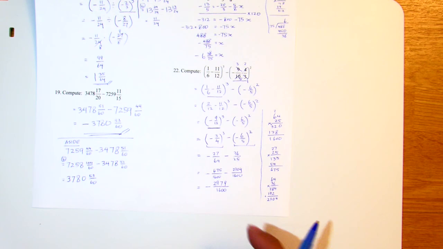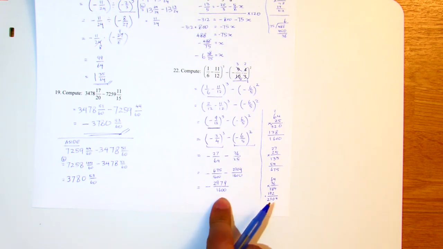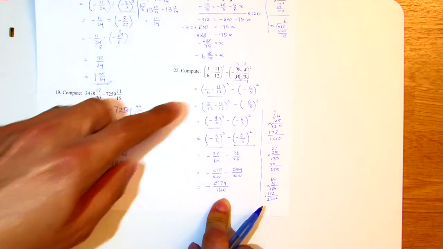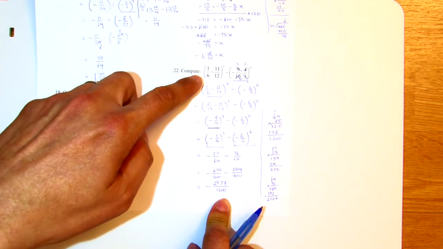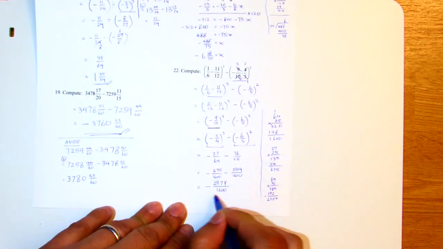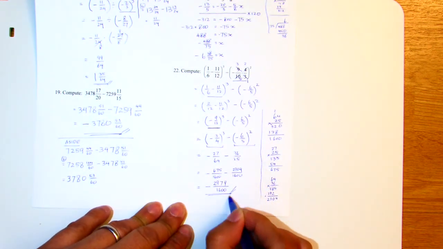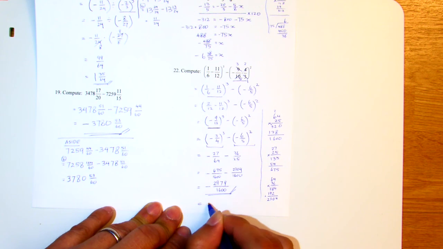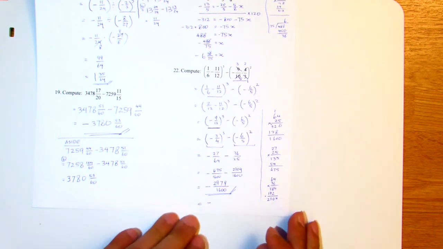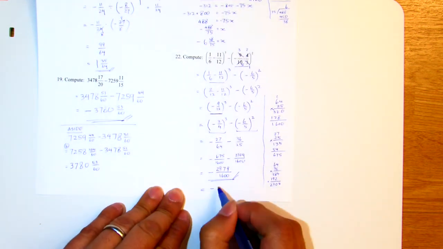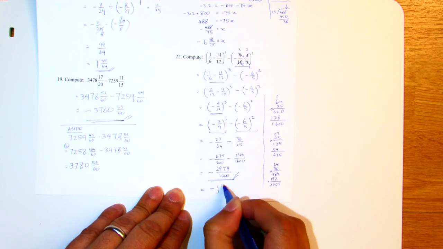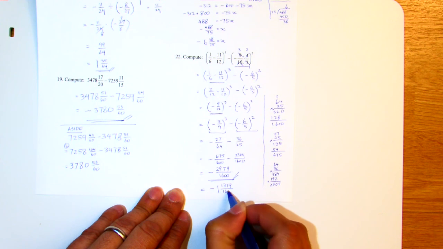Okay, now this is an improper fraction, but do I need to change this to a mixed number? If we look, there's no mixed number to start with, then you can stop here. However, if you need to make it a mixed number, it's okay. That will be negative 1379 over 1600.